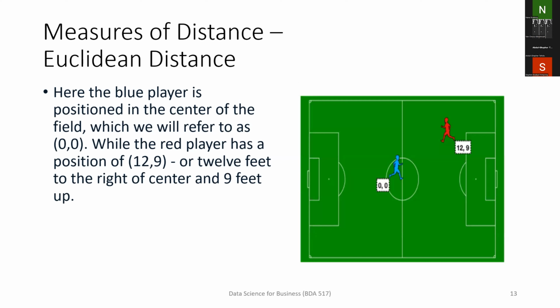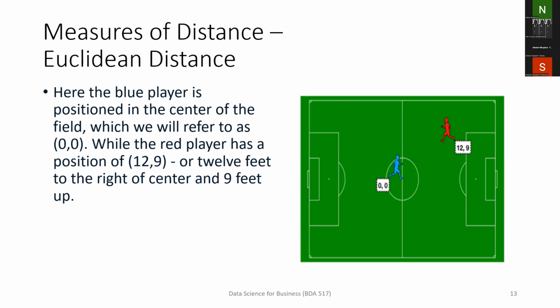Okay, so one is at the center. So the coordinate is 0, 0. So x is 0, y is 0. And then we have the other one where x is 12 and y is 9. So the red player has a position of 12, 9, or 12 feet to the right of the center and 9 feet up. All right?